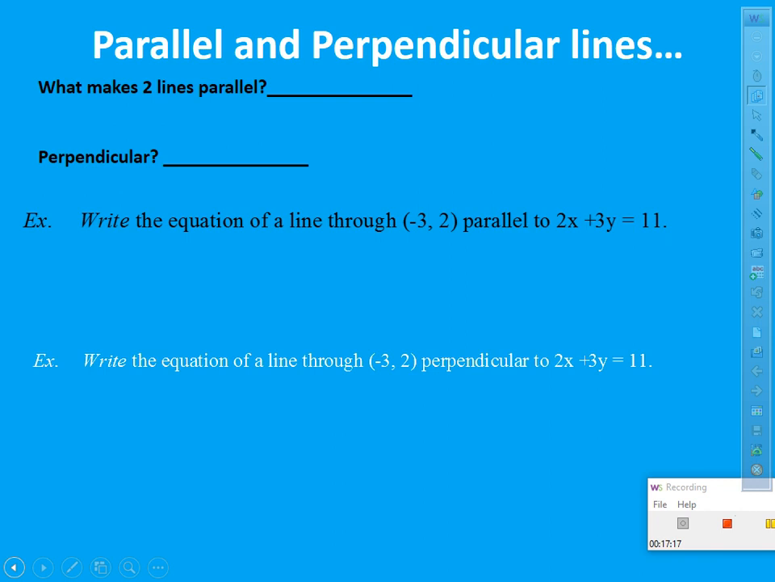Parallel and perpendicular lines. What makes 2 lines parallel? Remember, the slopes are going to be the same. So the first slope is equal to the second slope.